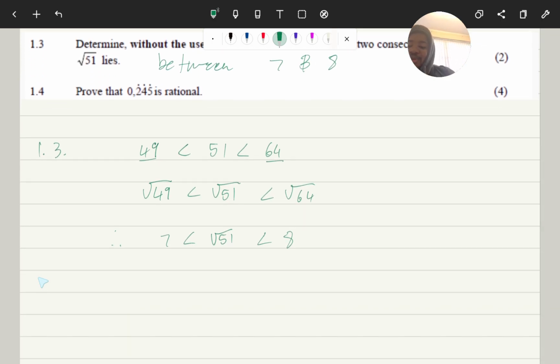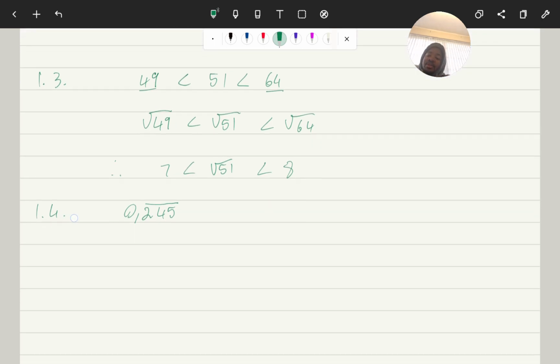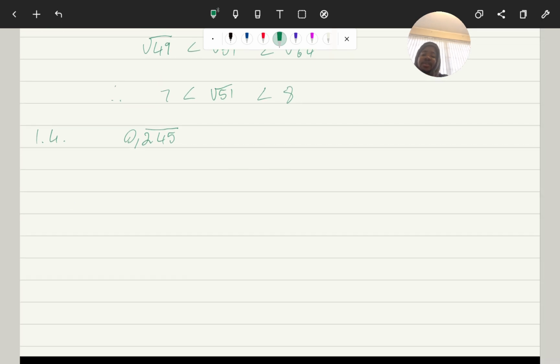Cool stuff. So 1.4, they are saying prove that that number over there, 0.245, I'll put a line. I love it that way. Then they say prove that this number is a rational. Basically, what is a rational number? It's a number that we can write in the form of a over b, such that a and b are both integers, and b is non-zero, right? And here you have a decimal which is repeating. It's a pattern of three numbers repeating themselves after the comma.